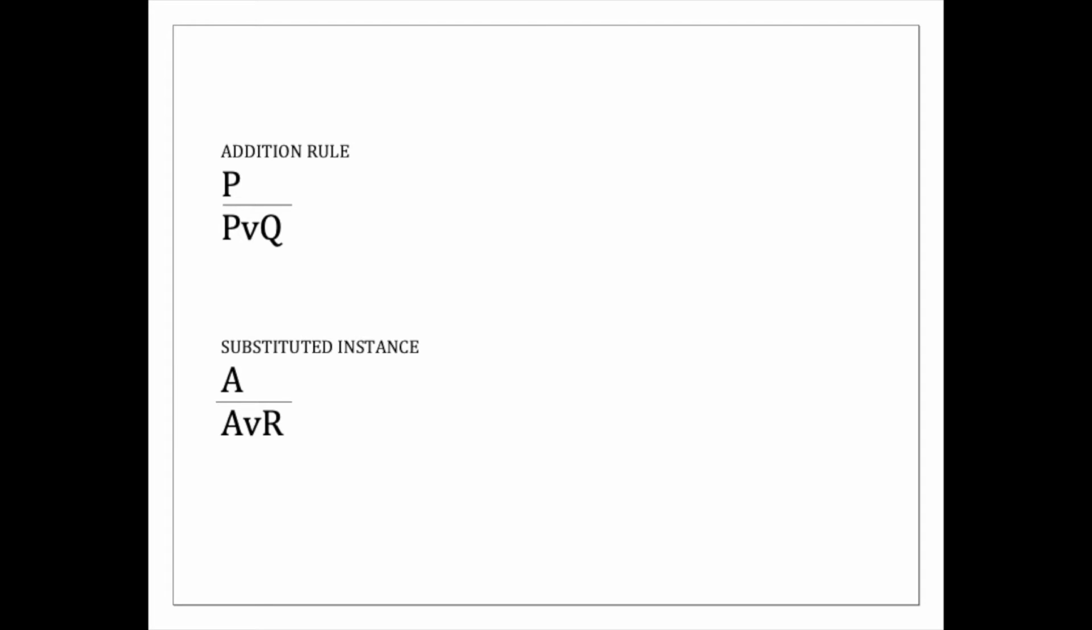Let's take a look at the form. You see P, and so we can infer P or Q. Notice the substituted instance. You see A, and so we can infer A or R. We can understand this maybe a little bit more clearly in English. If I make the statement, Alex is going to the movies, I could reasonably infer Alex is going to the movies or Robert is going to the movies.